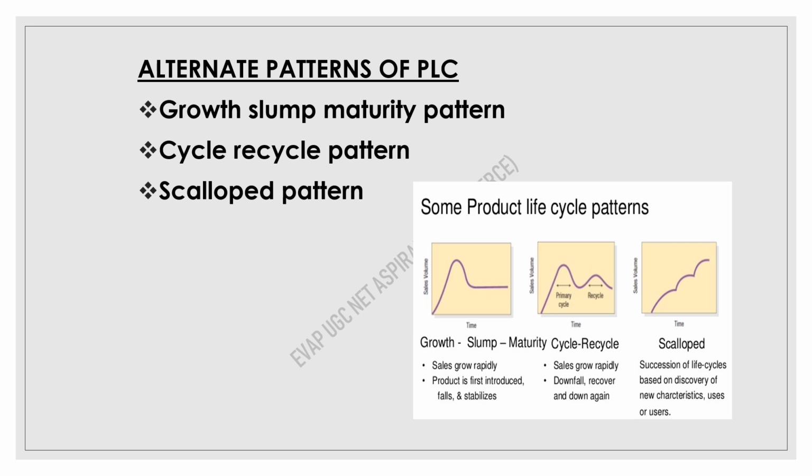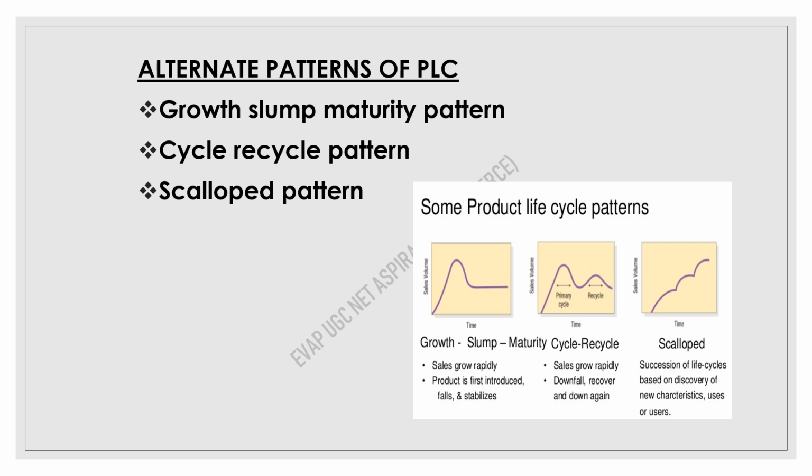So next we are going to see the alternate patterns of product life cycle. So what are the alternate patterns of product life cycle? First one is growth slump maturity pattern, then it is the cycle or recycle pattern, then it is the scallop pattern. So what is growth slump maturity pattern? As the name suggests, first it is growth, that is sales grows rapidly, then it is slumped, that is after the product is introduced it falls, then maturity, after the fall maturity is created, that is there is a stability in the product.